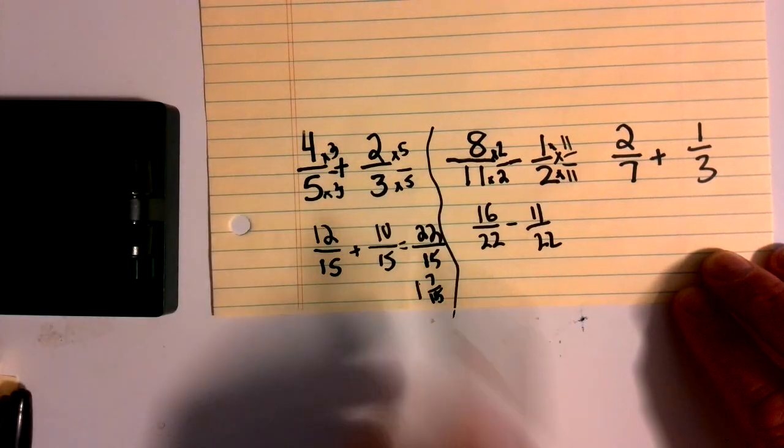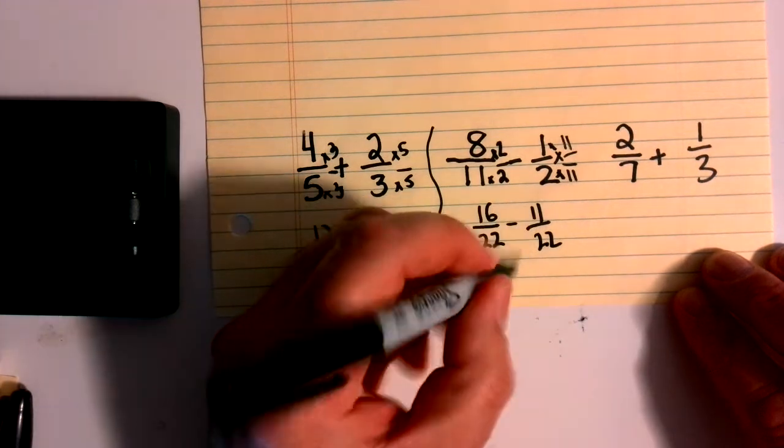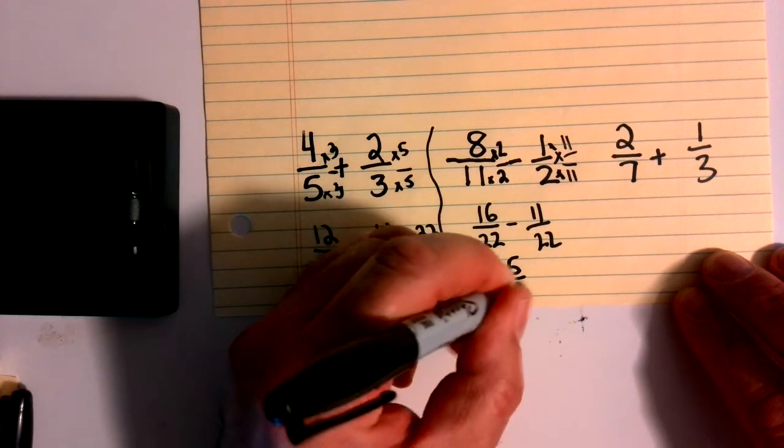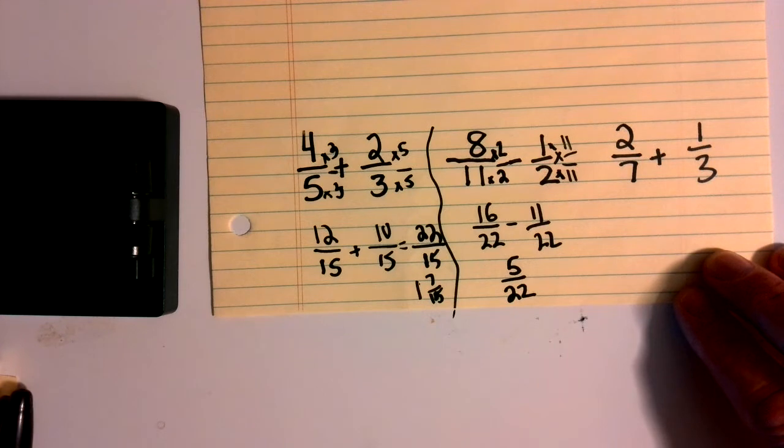Now I have the same denominator. I can just subtract. 16 minus 11 is 5. So the answer is 5/22, because I have the same denominator.